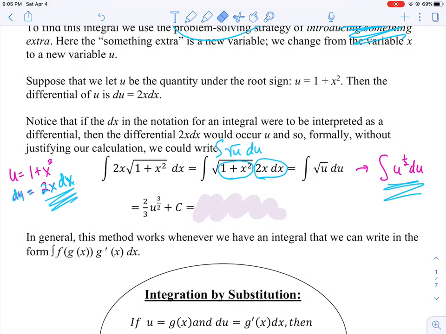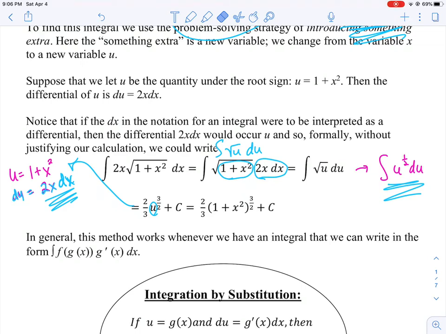Remember that constant of integration? But our answer, we don't want our answer in terms of u, we really want our answer in terms of x's. And so we're going to take back out this u, and what did we call u to begin with? Well, didn't we call u the 1 plus x squared? And so I'm going to take out the u, and I'm going to back substitute and get a final answer of 2/3 times, remember that u, which was 1 plus x squared, to the 3/2 power plus c.